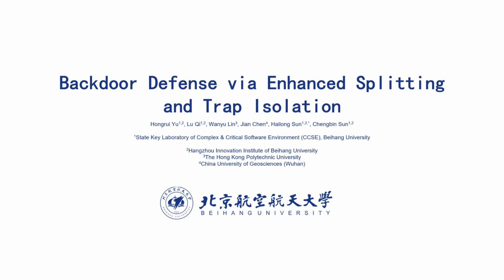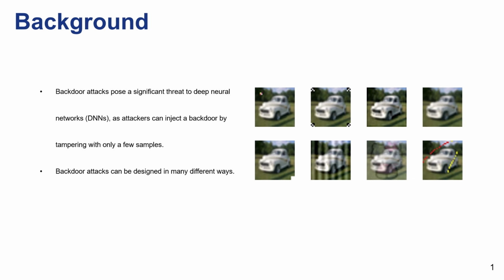Hello everyone. Now we will introduce our backdoor defense via enhanced splitting and trap isolation. Backdoor attacks pose a significant threat to deep neural networks, as attackers can inject a backdoor by tampering with only a few samples. Backdoor attacks can be designed in many different ways.